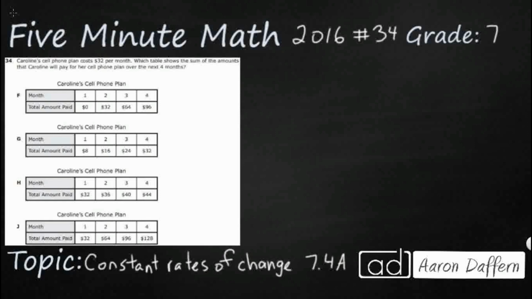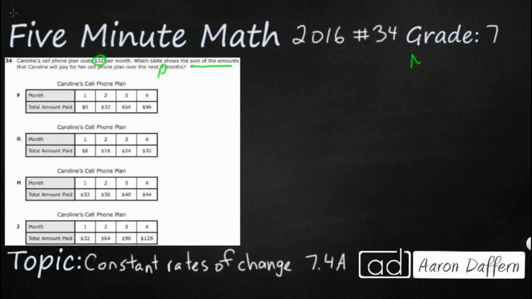So we've got a cell phone plan that's $32 a month, and we just need to select which of these tables shows the sum of the amounts that Caroline will pay for her cell phone for the next 4 months. So we could just make our own table and see which one matches Caroline's cell phone plan.